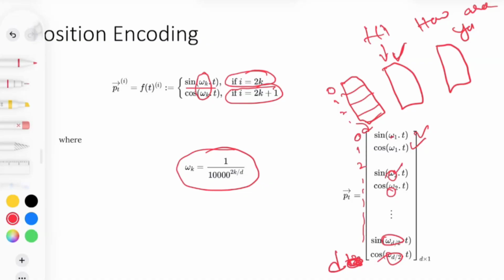So suppose you are taking W2 and W2. Now W2 will be for the sine, for the even position, and for the odd position, we have cosine. In this manner, you are going to generate the vector. So if you have a d-dimensional vector, then half of the vector would be coming from the sine, and half of the vector would be coming from the cosine.